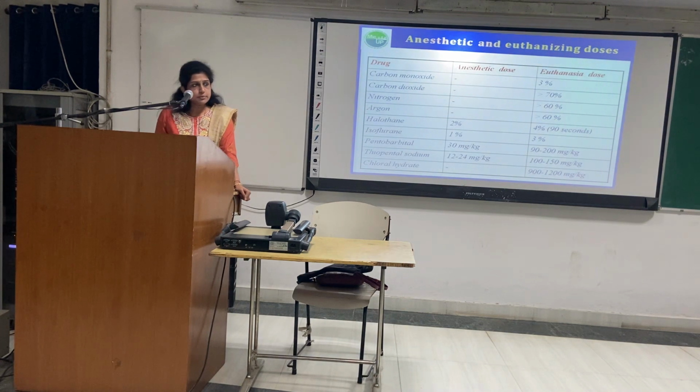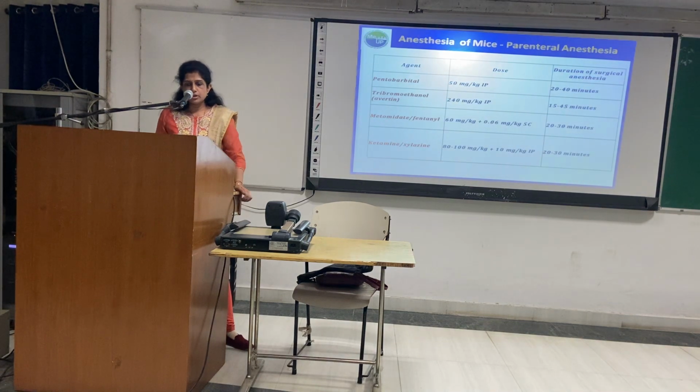the euthanasia dose. Pentobarbital 30 mg per kg body weight is the anesthetic dose, and the euthanasia dose is 90 to 200 milligram per kilogram body weight. Thiopental sodium is 12 to 24 milligram per kilogram body weight, and the euthanasia dose is 100 to 150 milligram per kilogram body weight. Chloral hydrate is used as euthanasia, and the euthanizing dose is 900 to 1200 milligram per kilogram body weight.